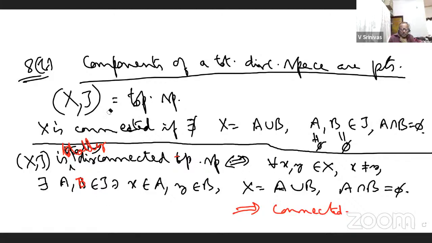Now, whenever your space is totally disconnected, you have this kind of a disconnection.